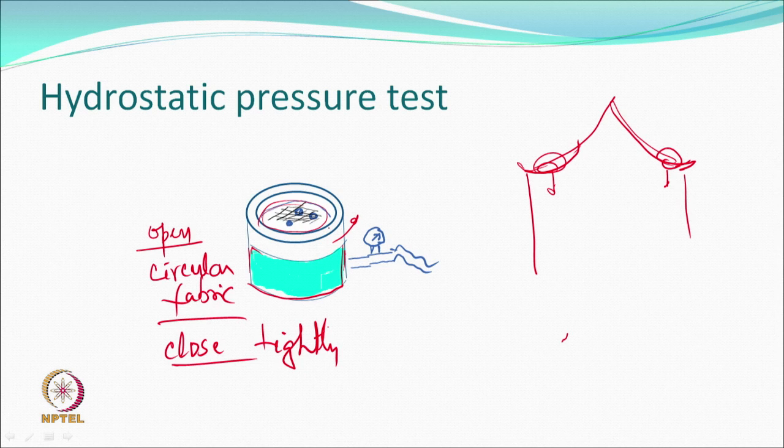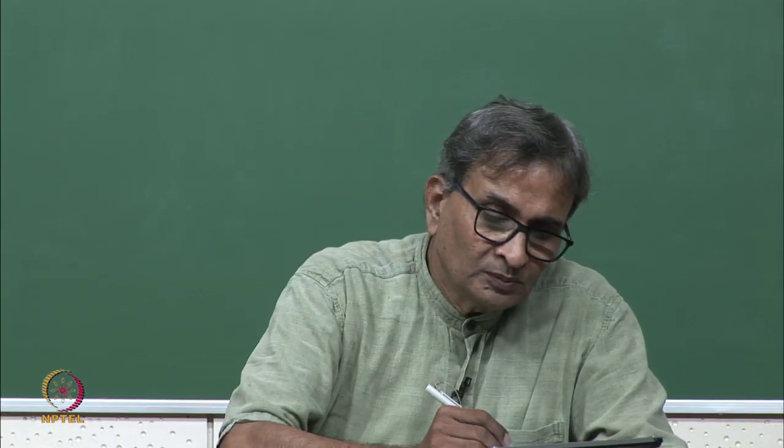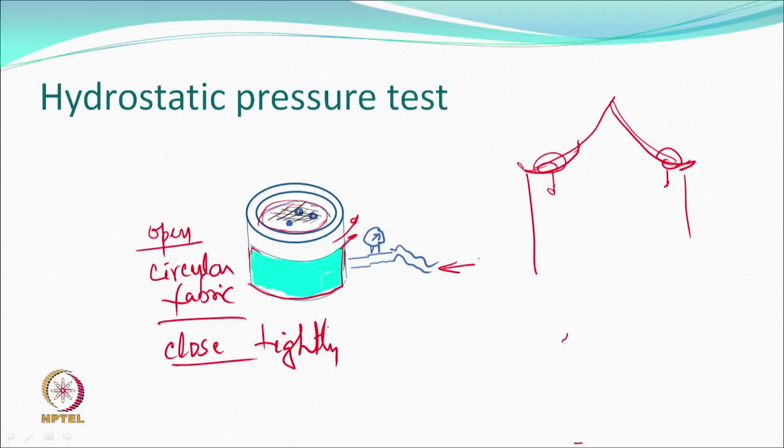Once you close it tightly, it means that when there is water, no water can leak from this side or from the sides of the fabric. The fabric is fixed inside this frame, and then you have the water being pumped in through this tube, and so the pressure increases. There is a pressure gauge. You can measure the pressure, which could be analog or digital, it does not really matter.